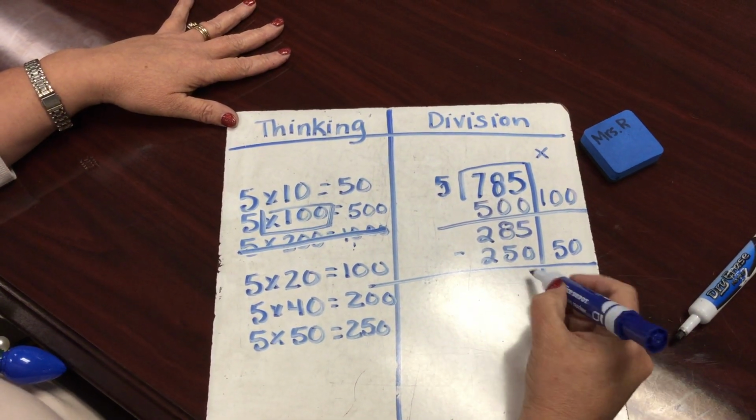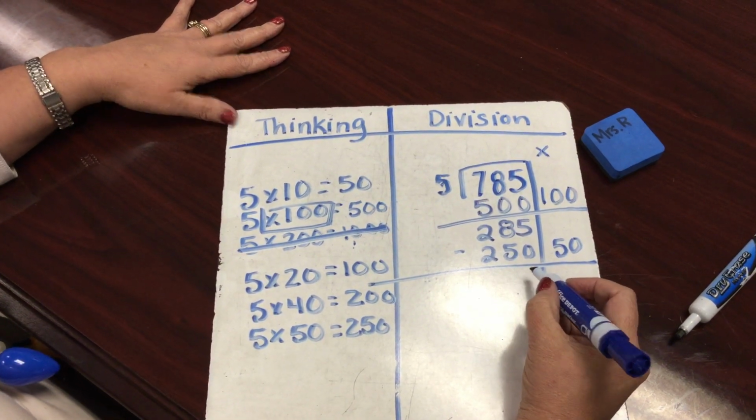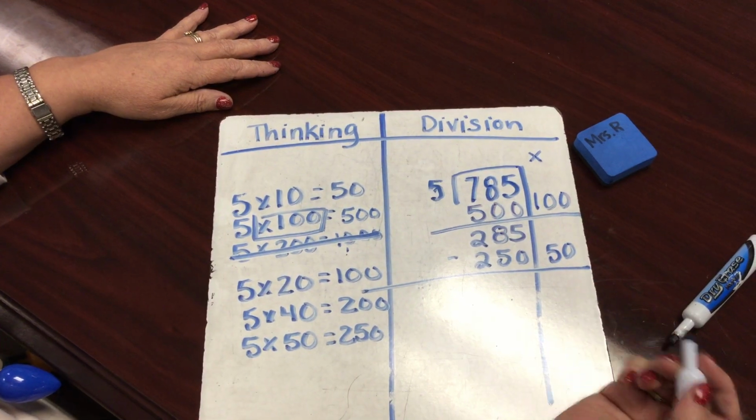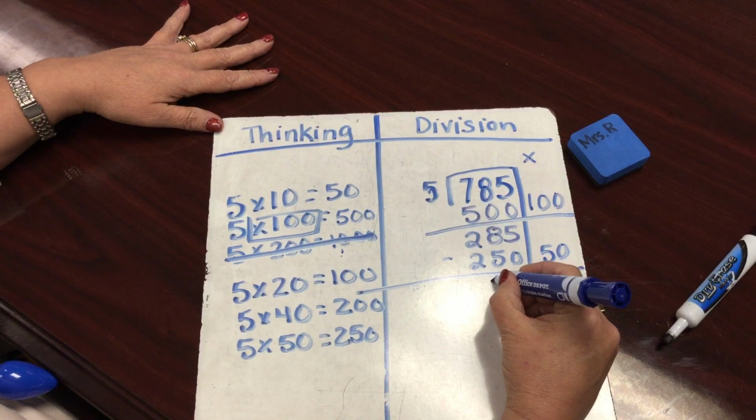I know it seems like a lot of steps, but it's really helping the kids understand that what they're doing is really dividing hundreds, tens, and fives, not just dad divide, mom multiply, sister subtract. It's more than just an algorithm. It's actually using place value.